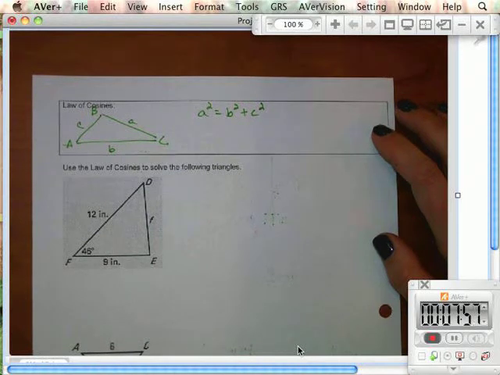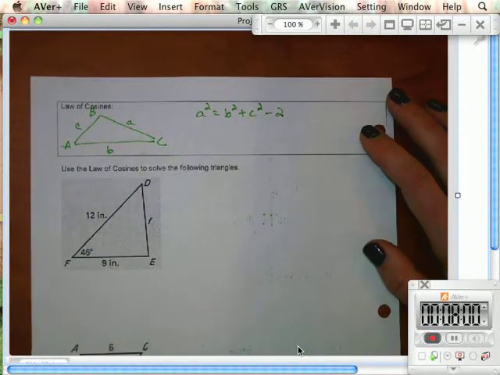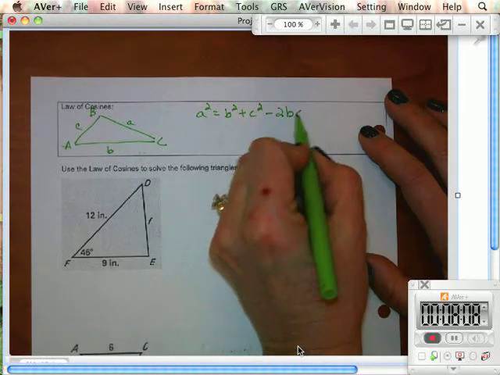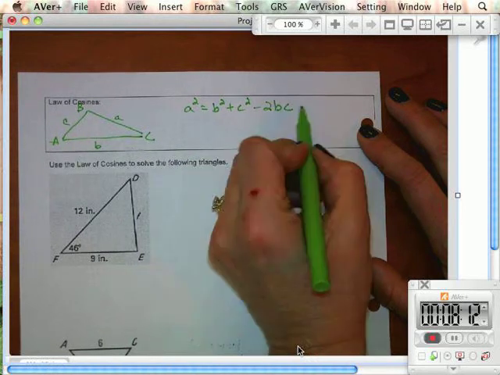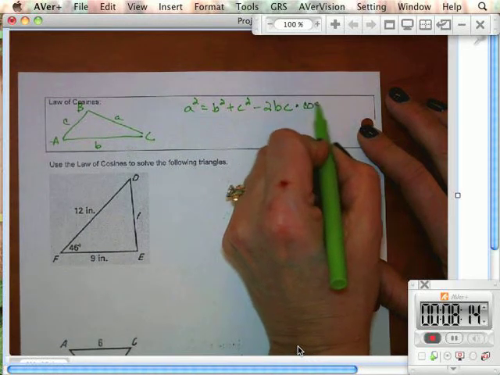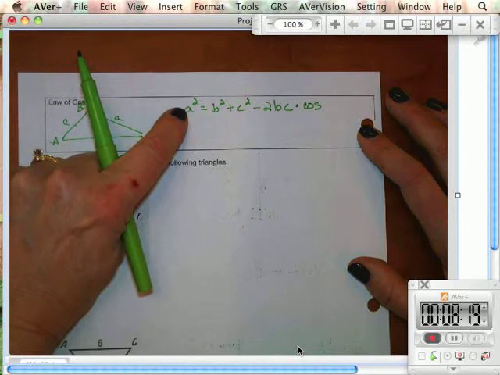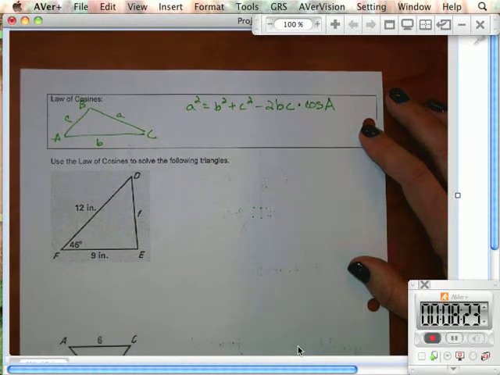Then we had a minus 2. Remember, I don't know if you remember, but I'm telling you. And that 2 is multiplied by B and C, whatever these 2 are. Then we multiply all of that by the cosine of the angle opposite the side you're trying to find. Cosine A. Okay?